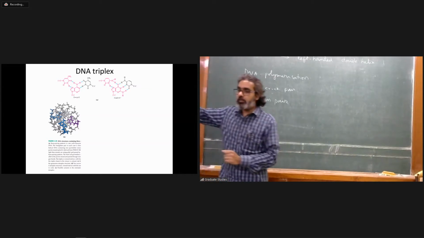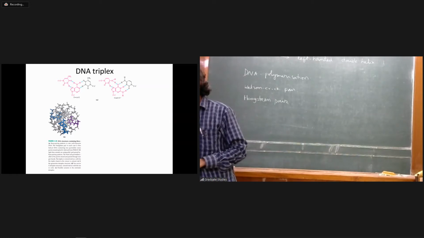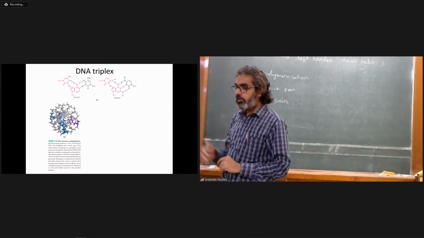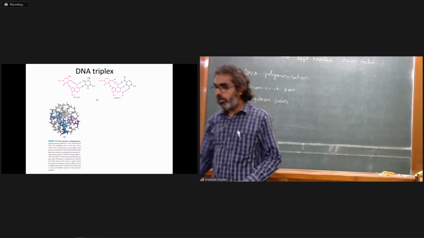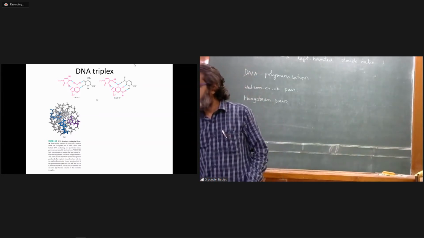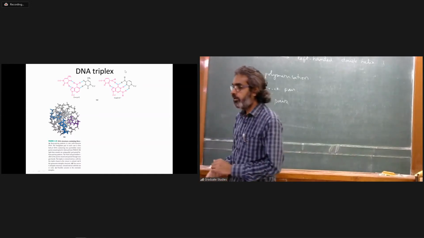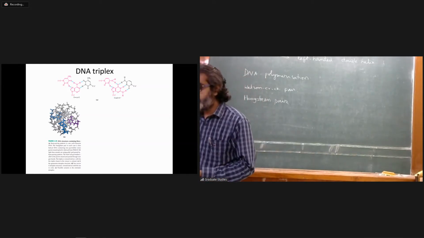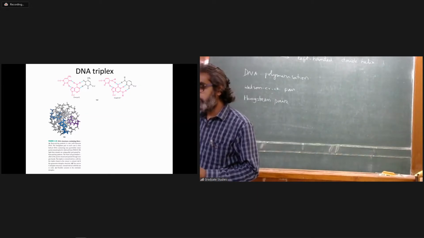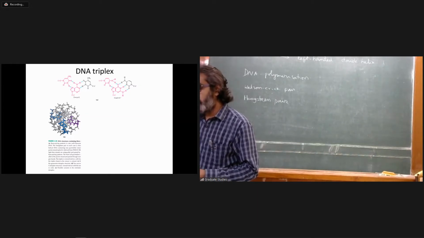Hoogsteen pair is completely on the pink between A and T, and Watson-Crick is on pink A and black T. Anyone wants to highlight what the differences are? If you have to write, looking at this structure, the differences between Hoogsteen pair and Watson-Crick. Here the nitrogen from the 5-membered ring is being involved in hydrogen bonding. Okay. Nitrogen from the 5-membered ring of the base.